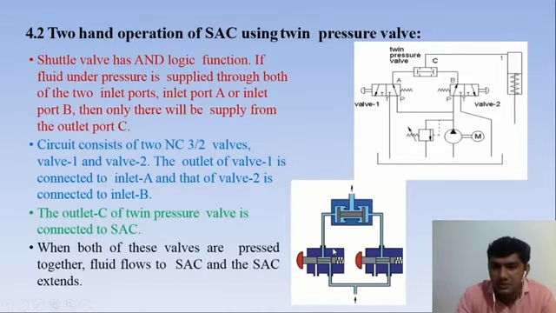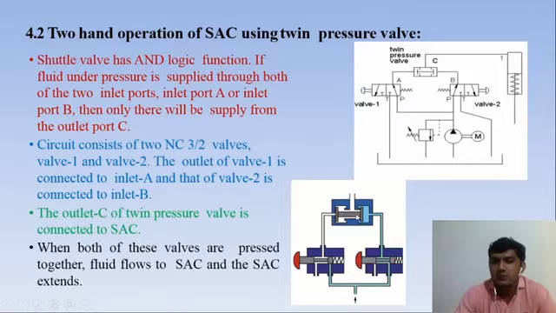Twin pressure valve is nothing but this: if you supply only one side, there is no output. If you supply only the second side, there will be no output. If you supply both sides of the valve, output will be created. So this is the twin pressure valve.